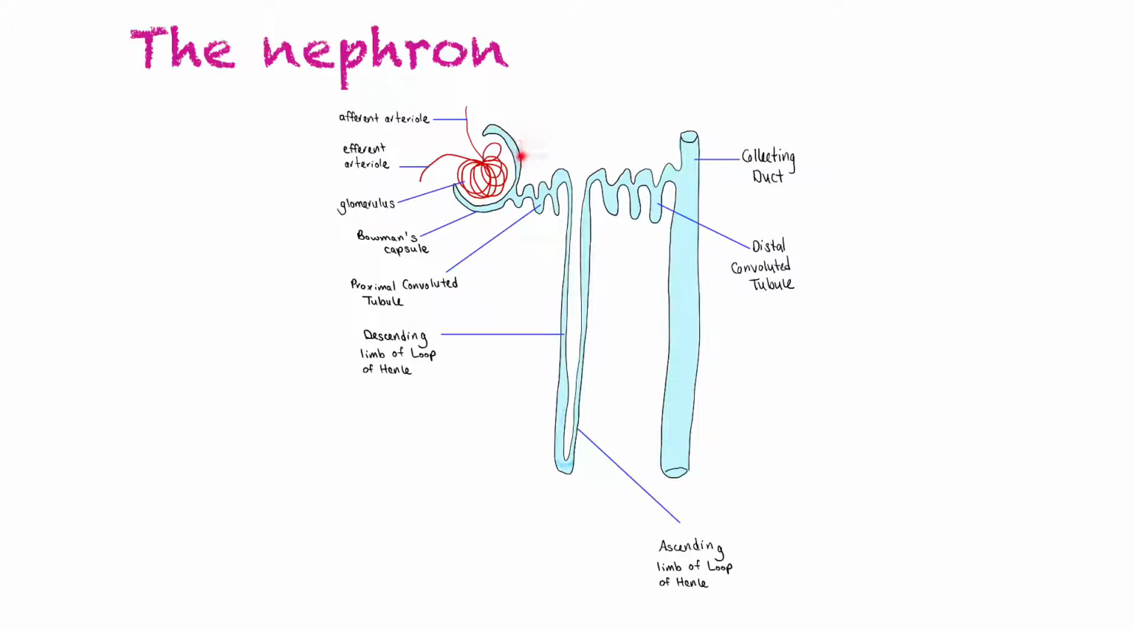And then here, this is the Bowman's capsule. It collects all the filtrate and then sends it through these structures. The next structure is called the proximal convoluted tubule. It's proximal, or in close proximity to the Bowman's capsule, and it's convoluted, it's bendy and twisty. And then the loop of Henle descends here, and then it ascends back up here.